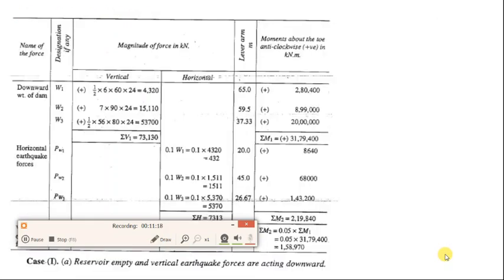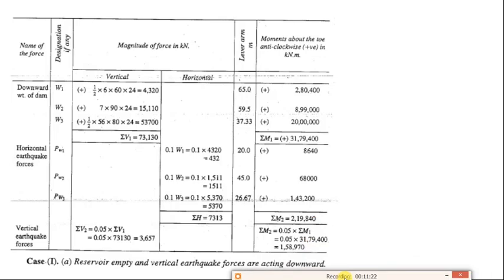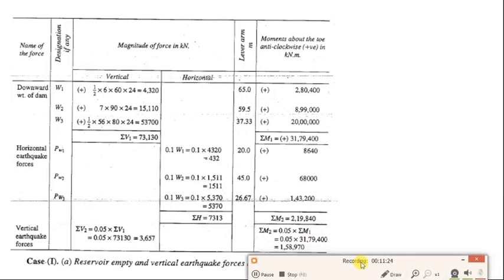I have summarized all the calculations in this table. So the downward weight of the dam W1 will be equal to 4320. All these magnitudes are in kilonewton. For W2 it is 15,110, and for W3 it is 53,700 kilonewton.